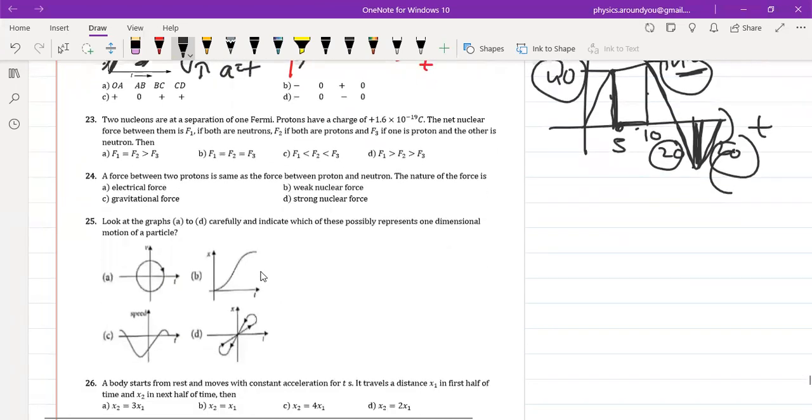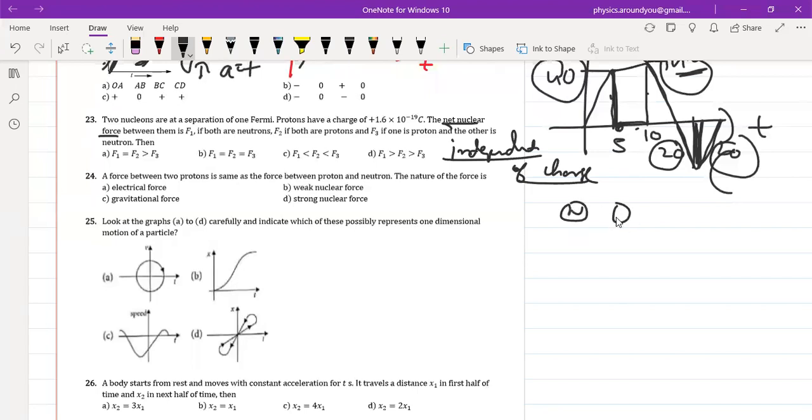Question number 23. Of course, this is from the physical world chapter. Here they have given a net nuclear force. They have not mentioned electrostatic force. So all the entities inside the nucleus, regardless of protons or neutrons, will experience the same forces, because nuclear force is independent of charge. That is one of the very beautiful facts about this. If I have a neutron and a proton at some distance, it will have the same force of attraction as a proton and proton at some distance, of course ignoring electrostatic repulsion.